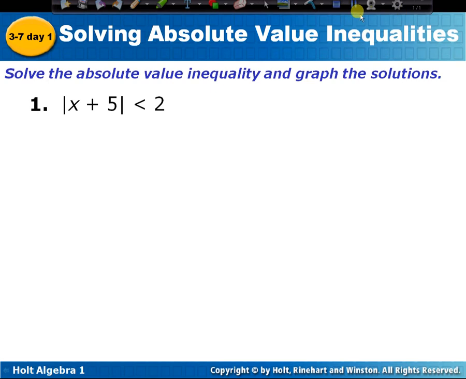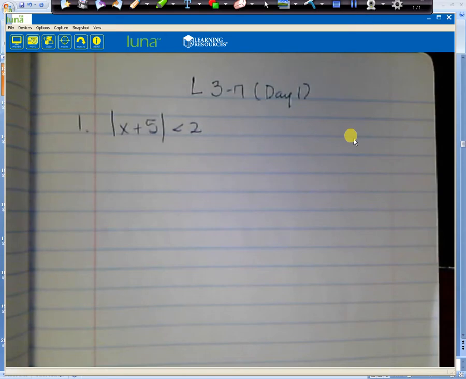All right, go ahead and take a minute and write down number 1. Okay, so we're going to look at these on paper today. So for number 1, again, across the top of your paper, you should have lesson 3-7, day 1. And number 1 is the absolute value of x plus 5 is less than 2.